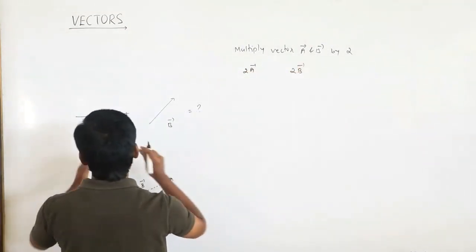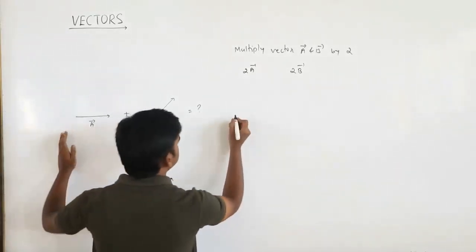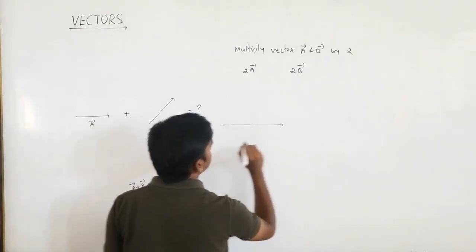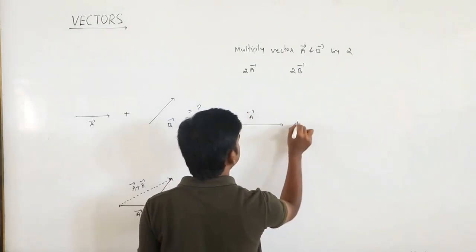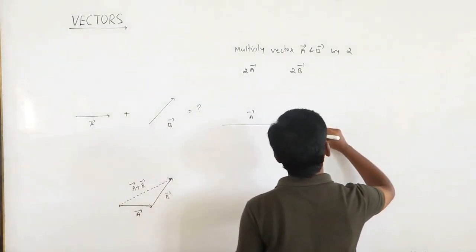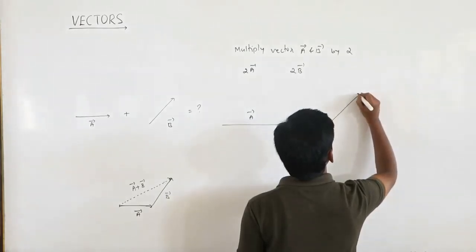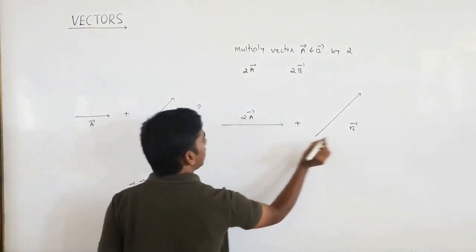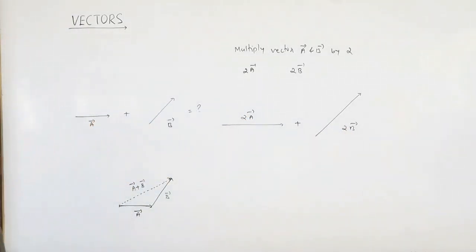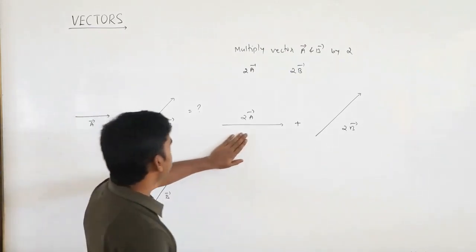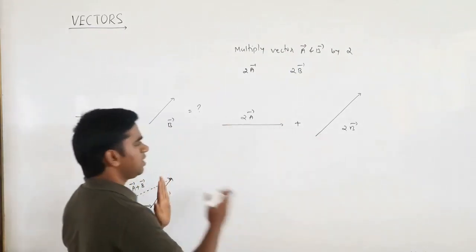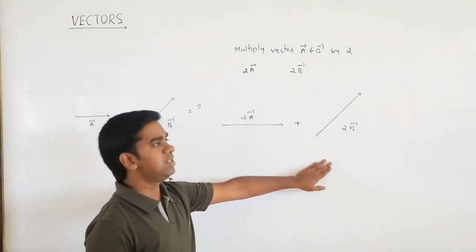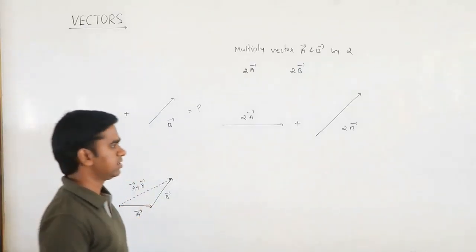So 2A means its length will become 2 times the initial one. This will become this much, give or take. This is vector A, and vector B is going to be this much. We can say 2A and 2B. This was A, it became 2A, and B became 2B. That is why I am changing the length also. Now add 2A and 2B. We'll see whether we get the same A plus B again, or something else.